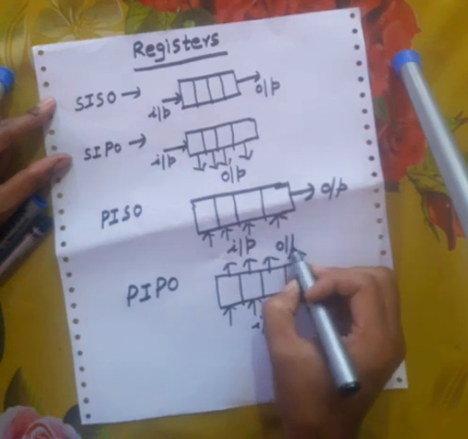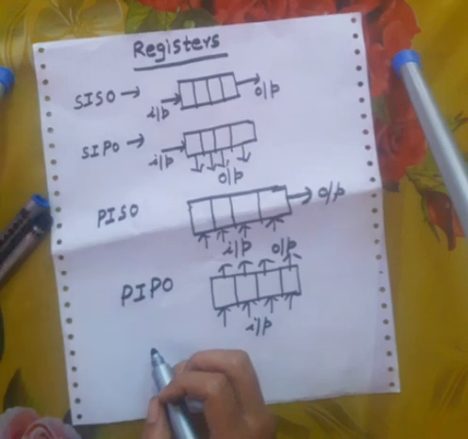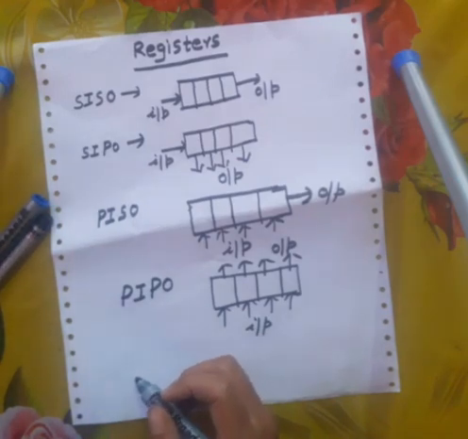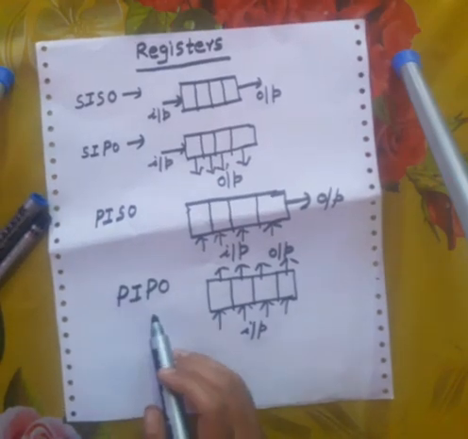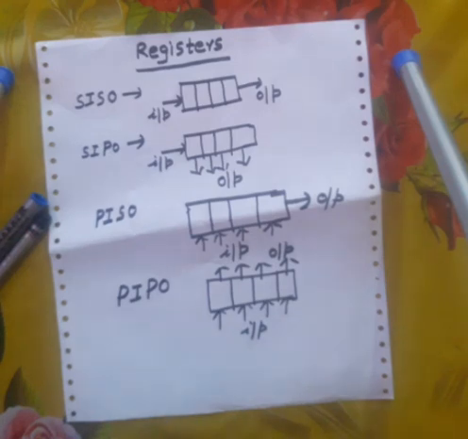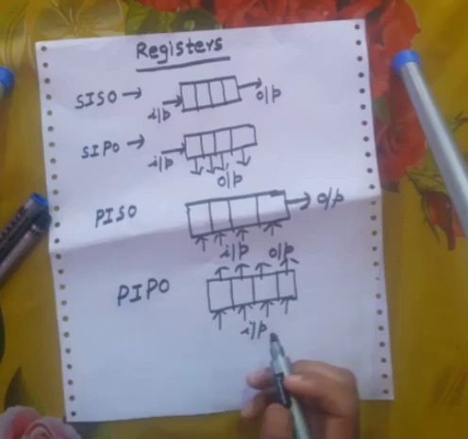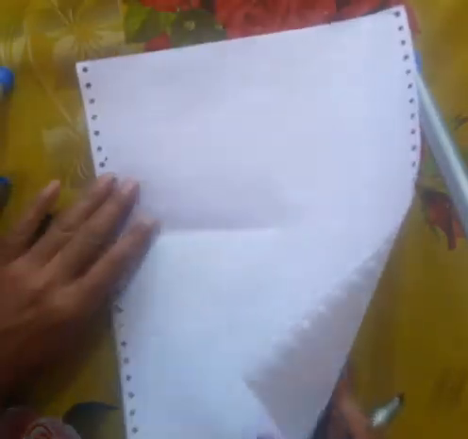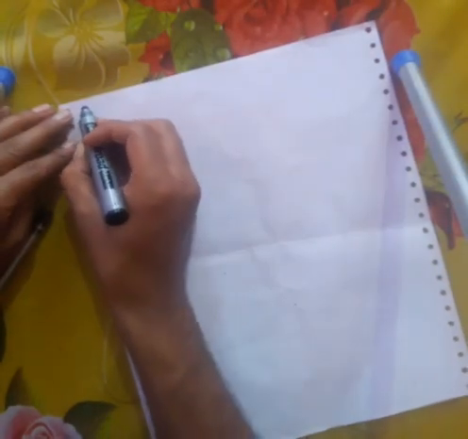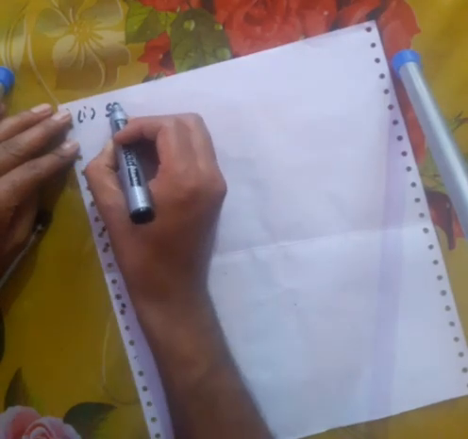So there are 4 types of registers: serial in, serial out, serial in, parallel out, parallel in, serial out, and parallel in, parallel out. Now we will see in detail by implementing with the help of flip-flops. First of all, serial in, serial out.